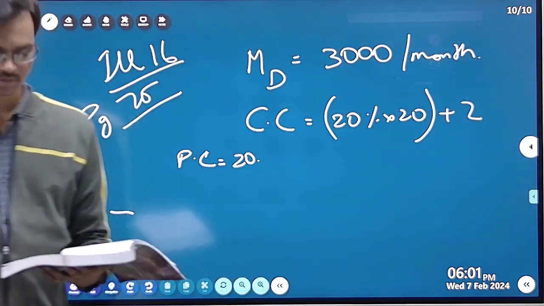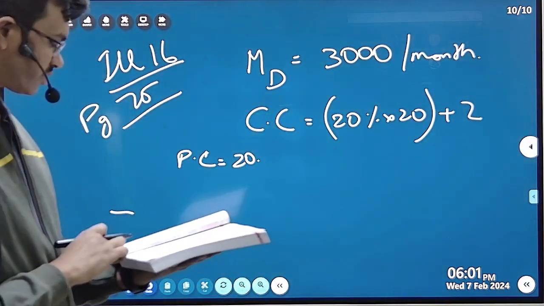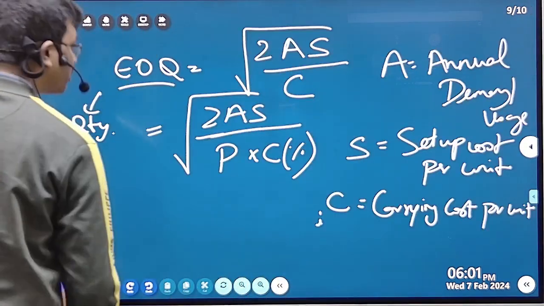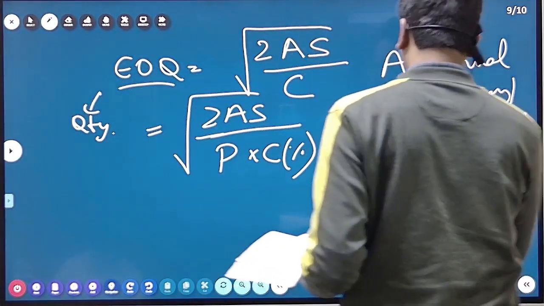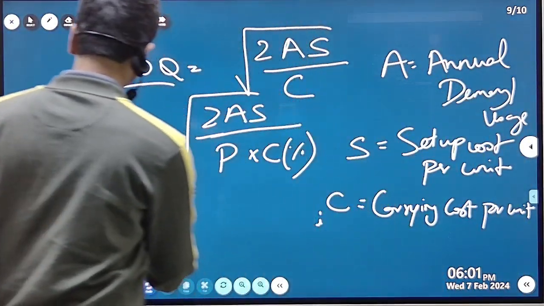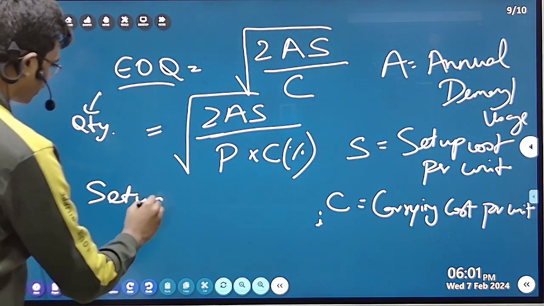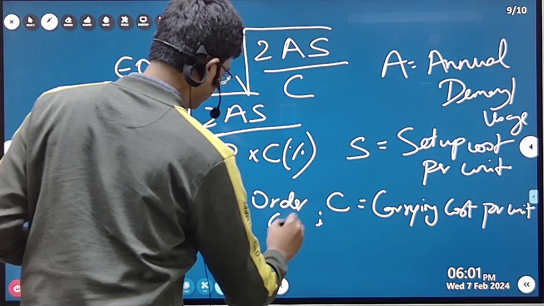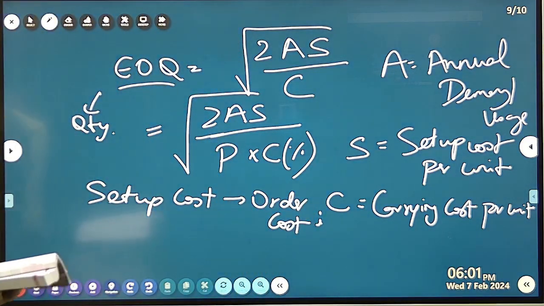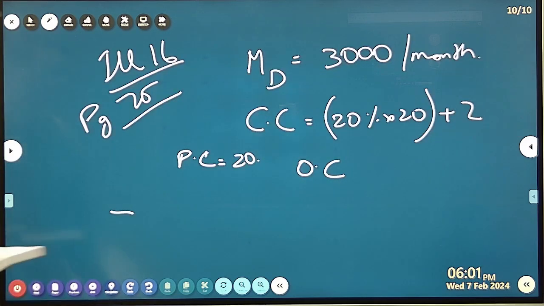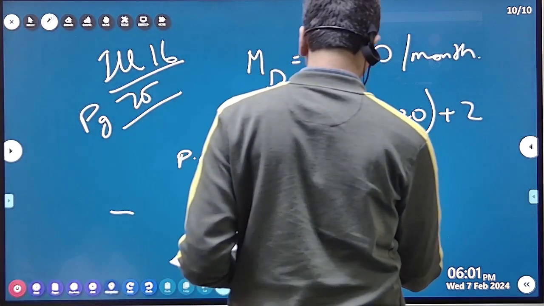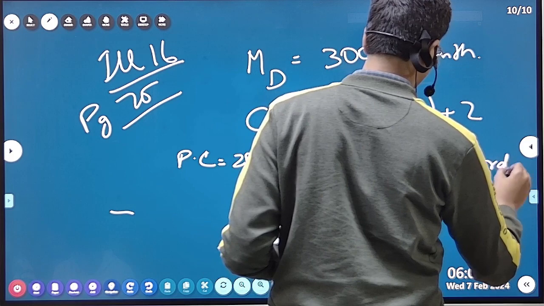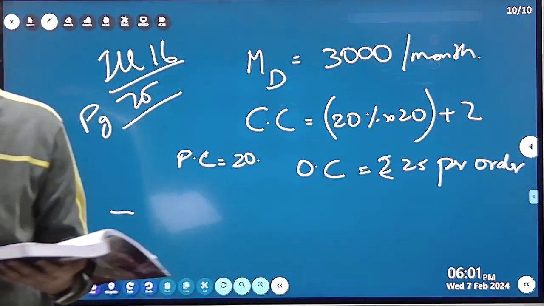And he says the ordering cost. Before we proceed, setup cost is also known as ordering cost. This term is also used interchangeably. So ordering cost is rupees 25 per order. He says you are required to find EOQ.